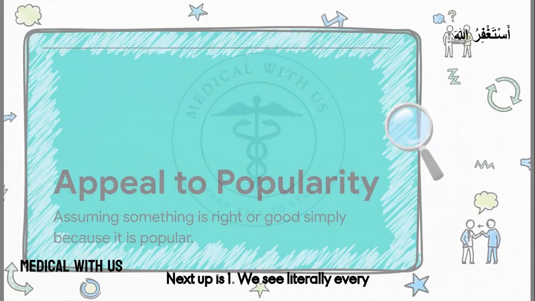Okay, next up is one we see literally every single day, the bandwagon fallacy. It's the simple but totally flawed idea that if a lot of people believe something, well, it must be true. It's the classic "everybody's doing it" argument, and it works because we're kind of wired to follow the herd.